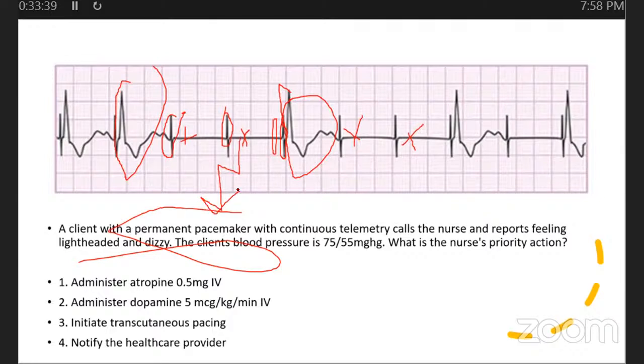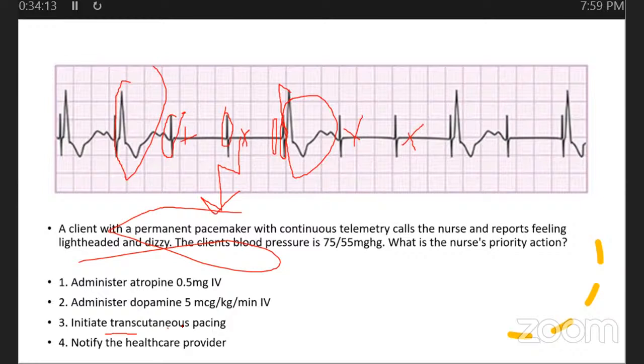Your priority would be to stabilize or normalize this patient's heart rate. You want to stabilize the blood pressure, because if the cardiac output is diminished, it's going to affect the perfusion of the vital organs. So again, what do we need to do to stabilize this patient? We need to initiate transcutaneous pacing. Remember, the permanent pacemaker is the one that is inserted into the body. But if that one has now failed, as we can see on the ECG strip, then we need to initiate transcutaneous pacing.